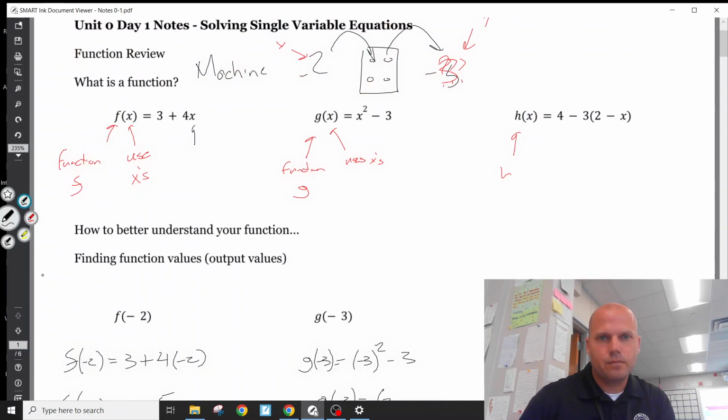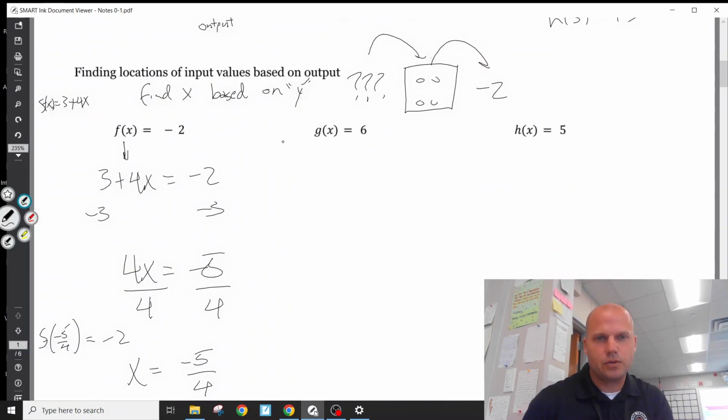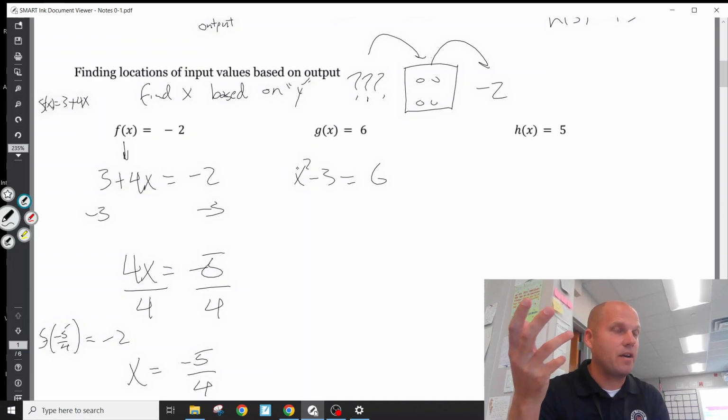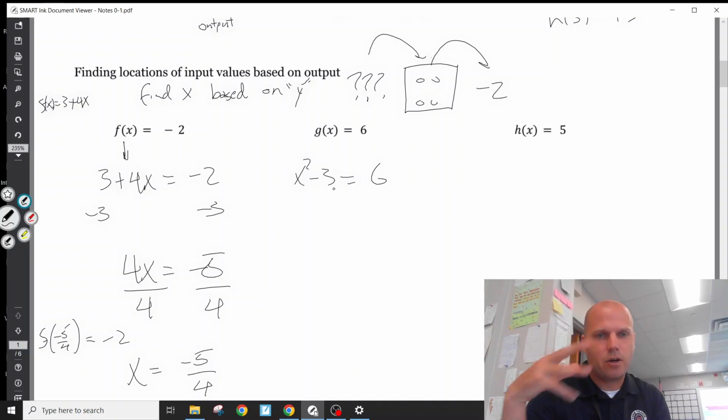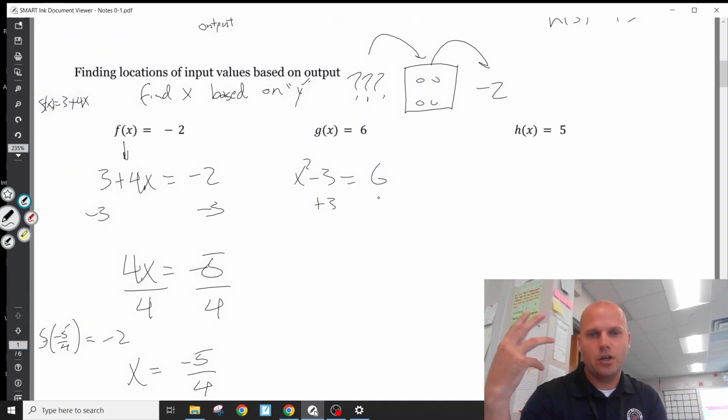And let's see. g of x equals 6. x squared minus 3 equals 6. What is being done to x? x is being squared, then we're going to subtract 3. How can we reveal the value of x? We will undo what's being done.